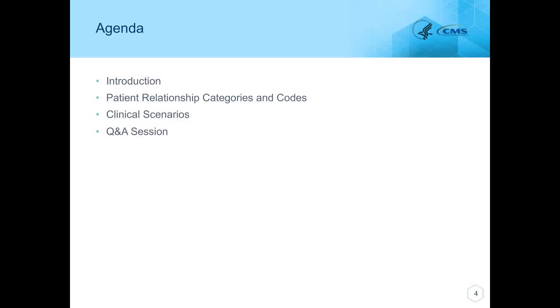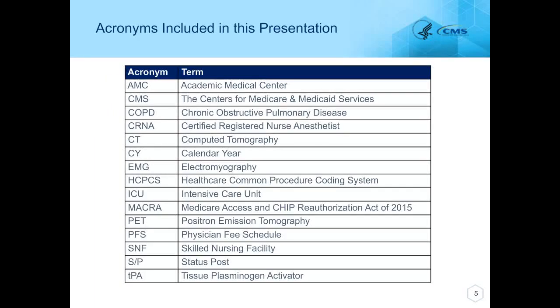This slide goes over the agenda for the webinar today. I will give you an overview of the statutory context and development process for the patient relationship categories. I will then pass the presentation to Dr. Rose Doe from Acumen, who will go over the 5 patient relationship categories and the link to the Level 2 HCPCS modifier codes. And she'll also discuss several real-world clinical scenarios to illustrate the application of the patient relationship categories. And then we will leave time for questions and answers at the end of the presentation. This slide displays a list of the acronyms that will be referenced during the presentation, and you can feel free to reference this during the presentation.